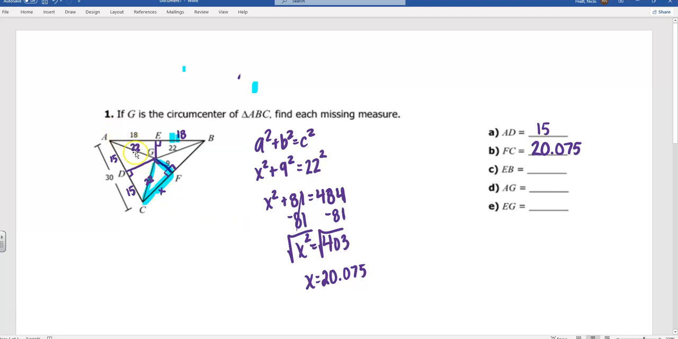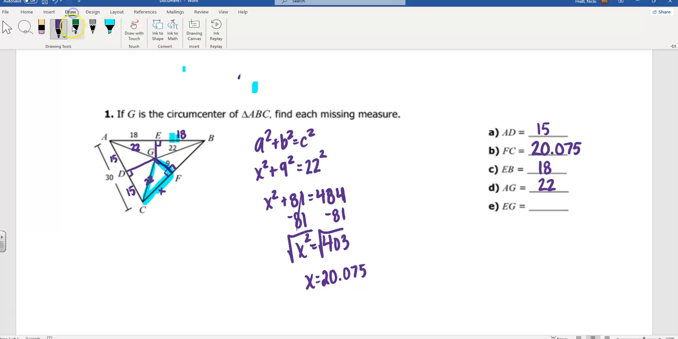And so since we got 22 and 18 here, we'll get a different number. But EB, that one's an easy one. That one's just 18. AG, we've already labeled. It's 22, right? Those are the easier ones. But as Kimberly said, when we get to EG, we're going to have to use Pythagorean theorem again.